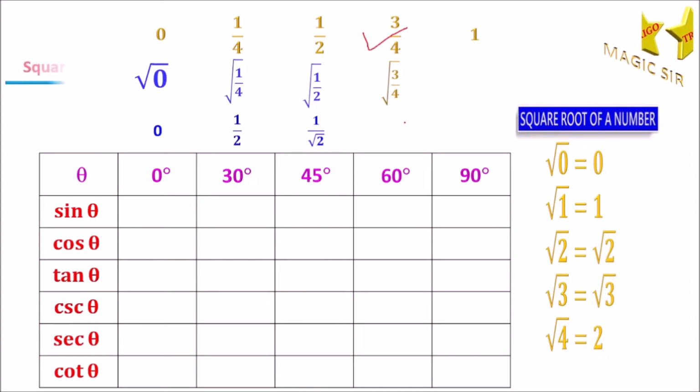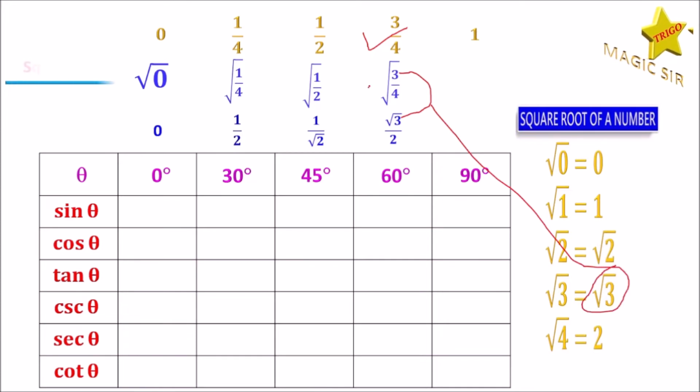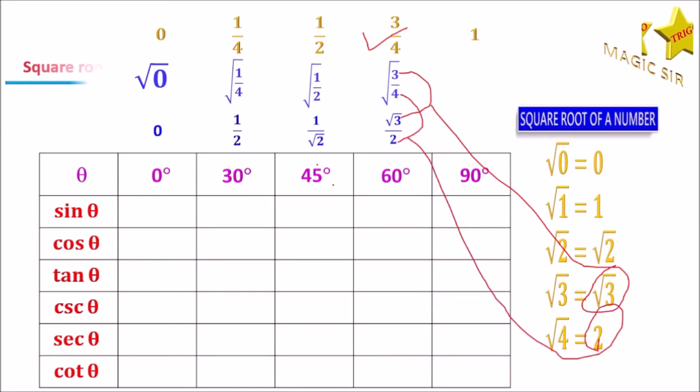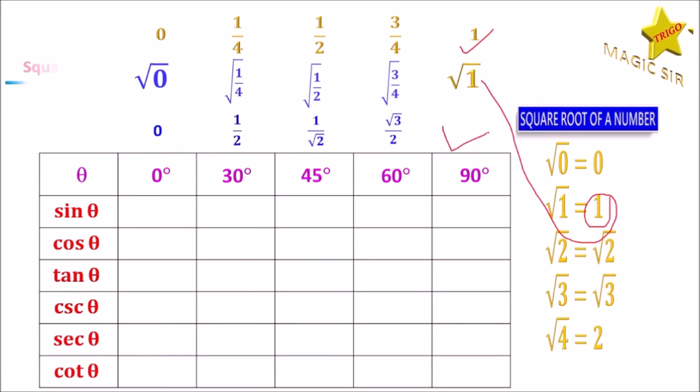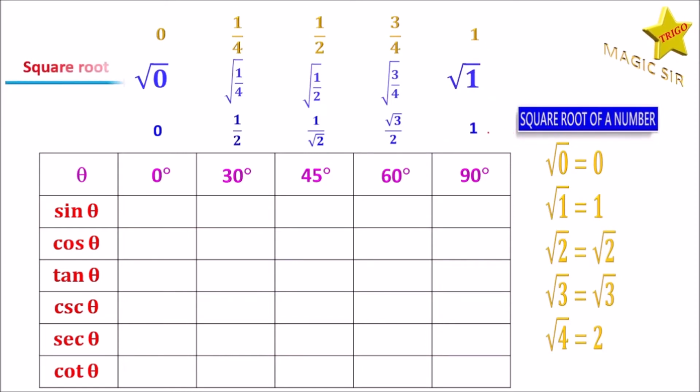Now the square root of 3 by 4 is root 3 upon 2, because the square root of 3 is root 3 and the square root of 4 is 2. So we write the square root of 3 by 4 is root 3 by 2 and the square root of 1 is 1. So we write square root of 1 is equal to 1.